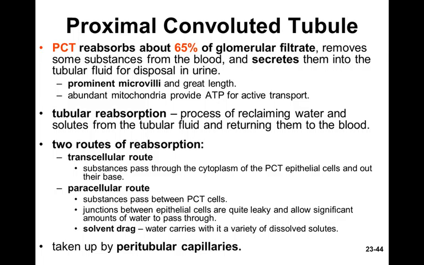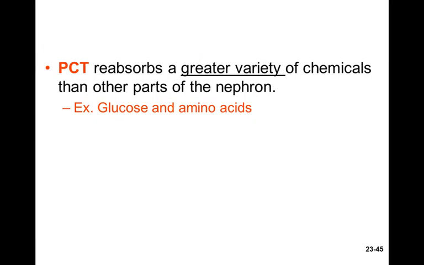Now, reabsorption, by definition, is the process of reclaiming water and solutes from the tubular fluid and returning them into the blood. So this is, again, where we're trying to concentrate that urine to make sure we're not getting rid of good stuff. There are two routes for reabsorption. You have the transcellular route, which the substances just pass right through the cytoplasm of those epithelial cells on the PCT. And then you have the paracellular route, which is where the substances actually pass in between the PCT cells. And of course it's taken up by the peritubular capillaries.